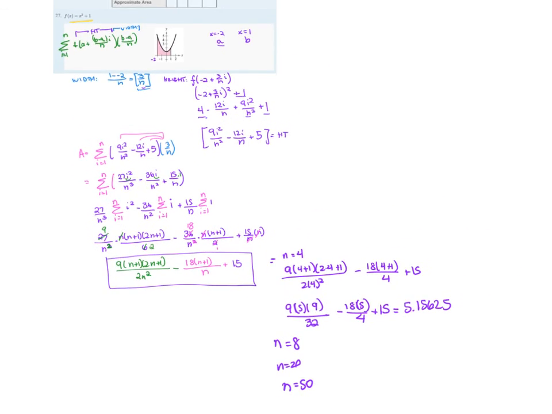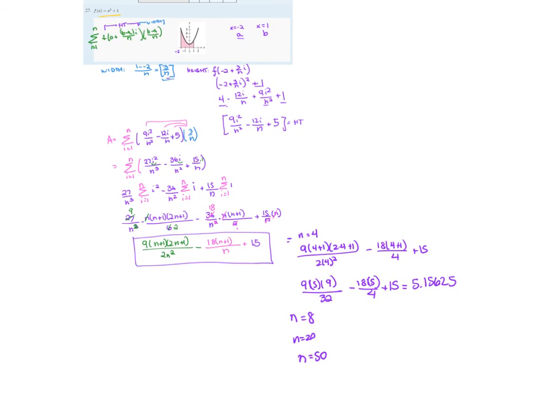I find doing it this way first is better than plugging in n right away. If you were to plug in 4 and solve it all the way through, and then do the same thing for 8 and 20 and 50, that would take a way longer time. So this might be a nice little shortcut to help you through this problem, as well as number 25. And so I hope this helps you out.